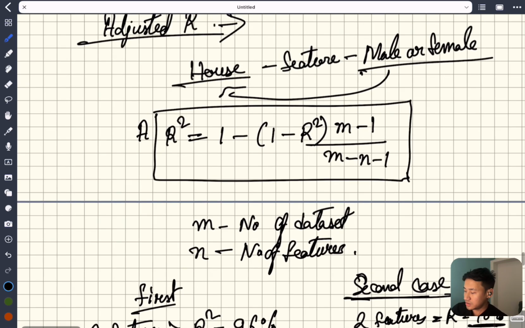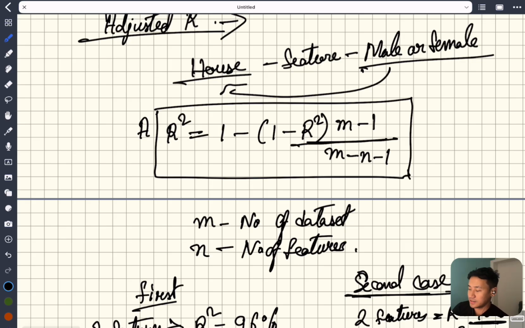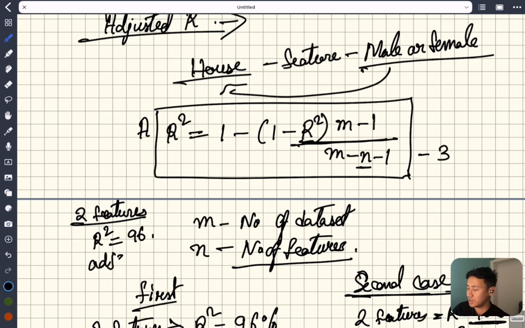So imagine this formula. Look at this formula here. n is nothing but the number of features. So if the number of features increases, let's say for two features, r square was, so here also r square is directly related. This r square will be directly contributing. For two features, if r square is 96 and adjusted r square is, let's say, 97, then when you increase n to 3, the adjusted r square will decrease, because from the previous value you are decrementing.